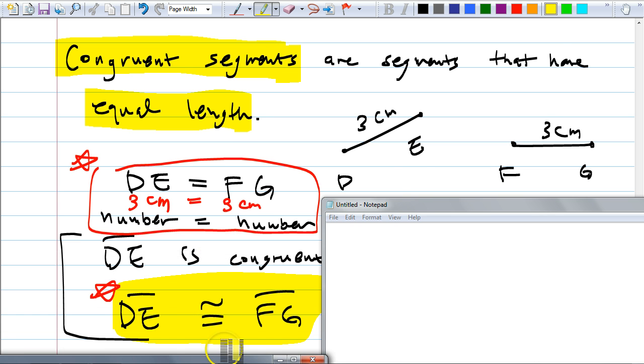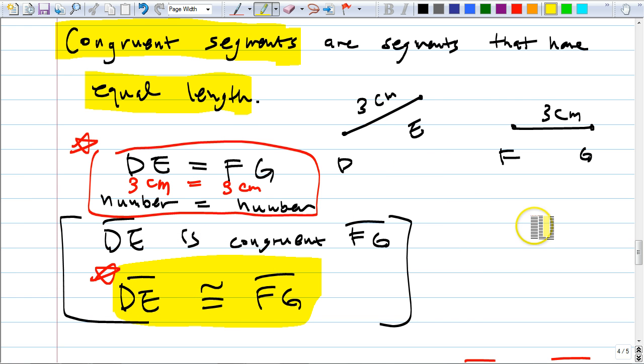So that's how you write it, right here. Write down DE, you see the highlighted part. To write segment DE is congruent to segment FG, you write DE with the segment symbol, then the congruent symbol, and then FG.